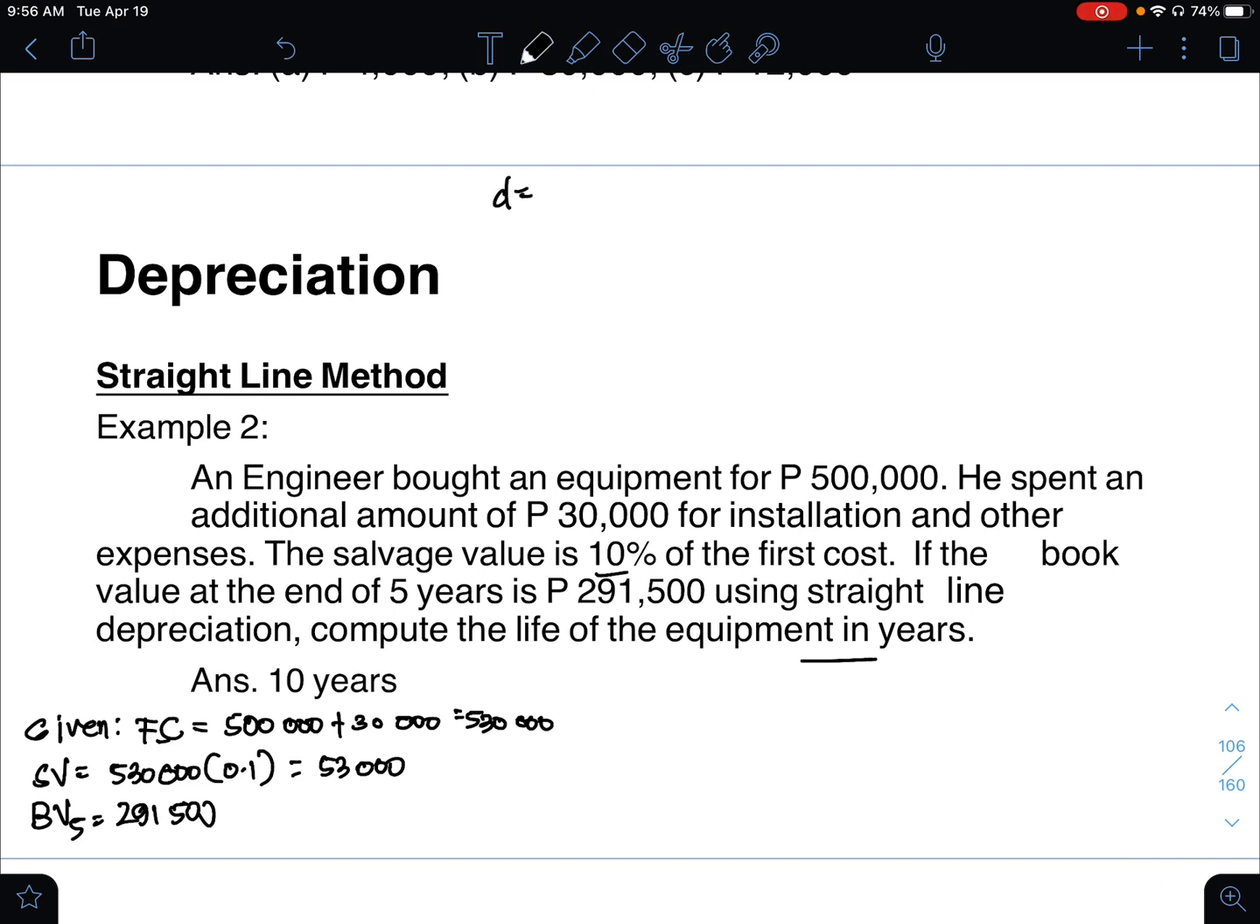D is equal to FC minus SV all over L. Right? So what are we looking for now? However, the given are FC and SV, no D, no L. No depreciation, no L. So what we are going to do now is look for some other formulas to find the depreciation.